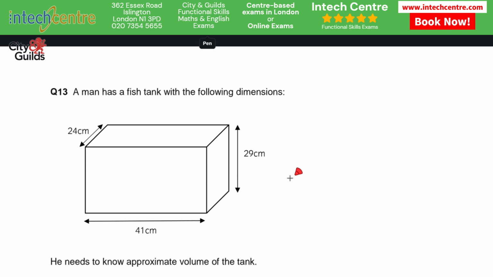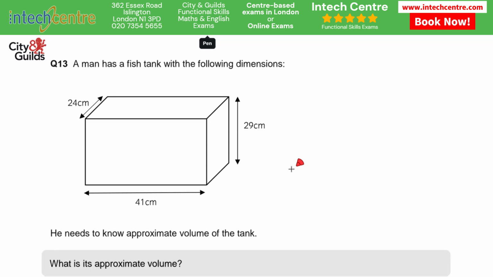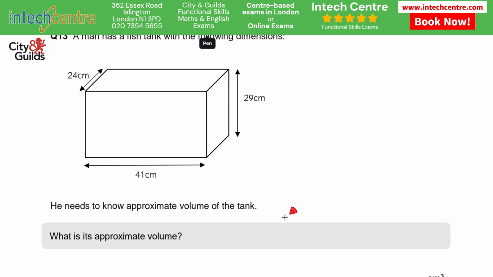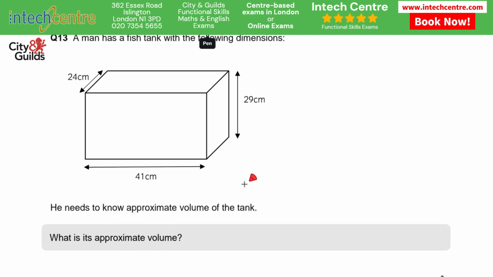For question 13, we have information that a man has a fish tank with the following dimensions and needs to know the approximate value of the tank. Now, with approximations, what we do is we round the numbers either up or down, depending on if it's above 5 or lower than 5. So what I mean by that is 29 centimeters, we round it up. So this is equivalent to 30 centimeters for this equation.